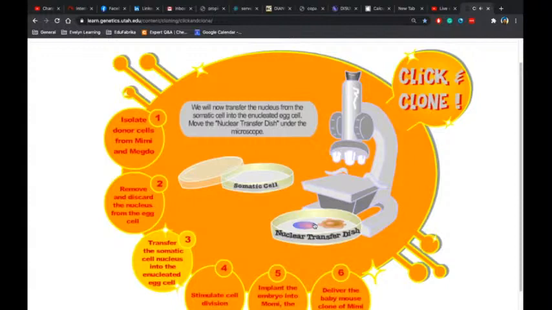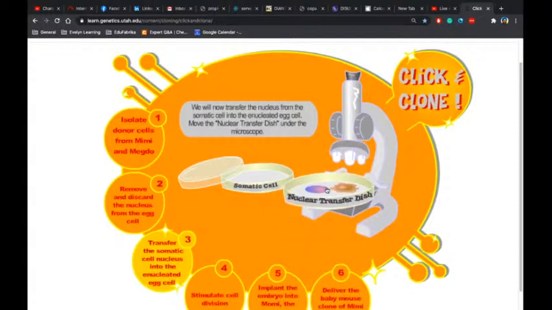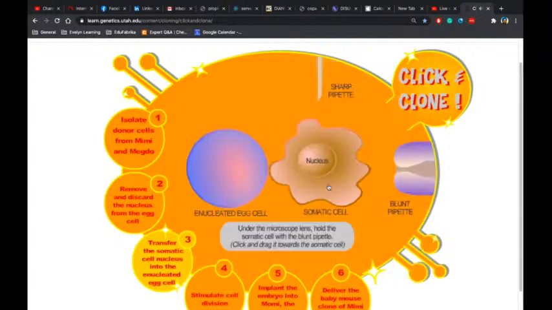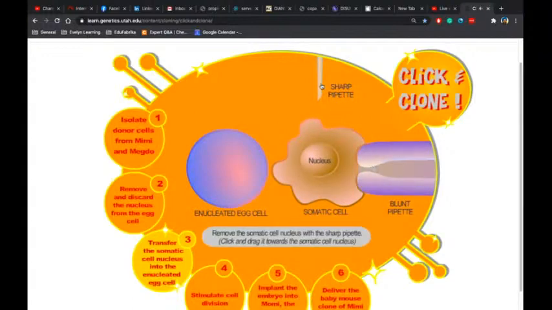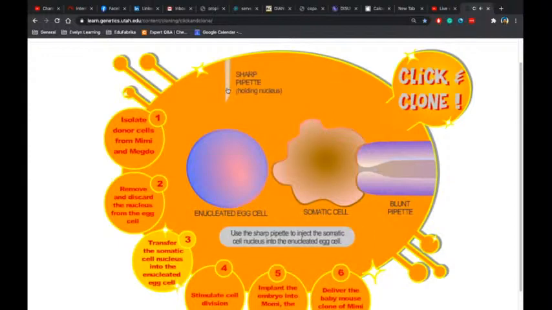So there was an egg from one mother, we got the egg from the other mother, we got the somatic cells, and then we removed the nucleus from the Magdo mother's egg, so it became empty. Now from the somatic cells of the other mother, we will add her nucleus. First the blunt end, then the sharp pipette to remove the nucleus of her somatic cells, and then add it to the egg cells.